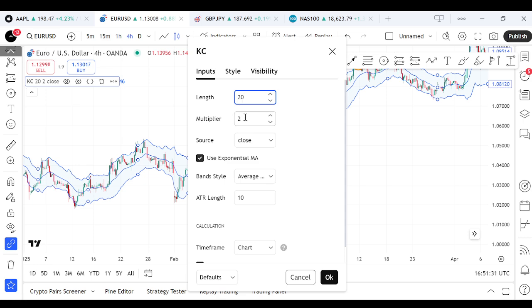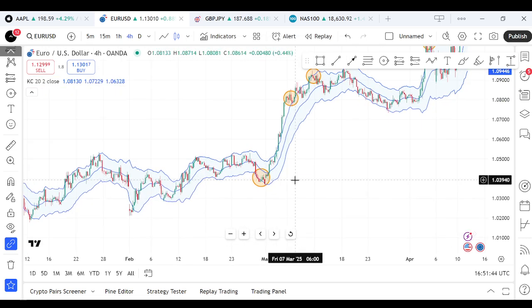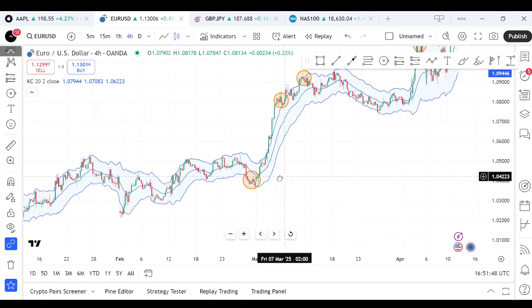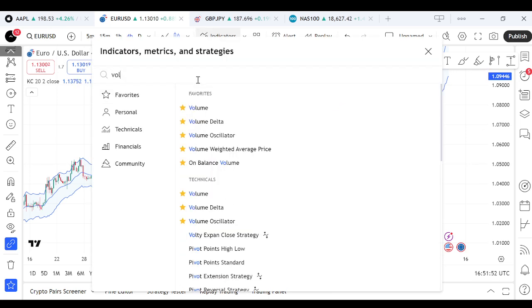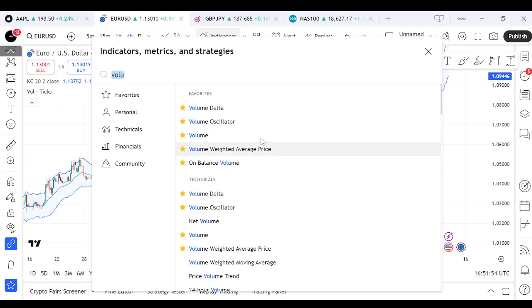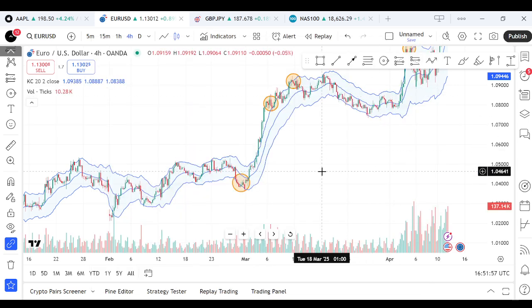Your multiplier should be 2, and your average true range should be at 10. Also here, band style should be average true range. And this strategy works best on higher time frames like the 1 hour, the 4 hour, and even the daily charts. Adding a volume indicator can help confirm breakout strength. So just quickly add a volume indicator to help us confirm breakout strengths.